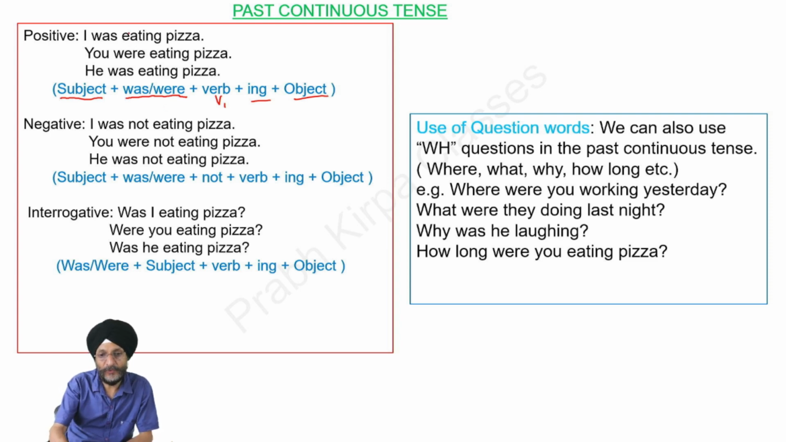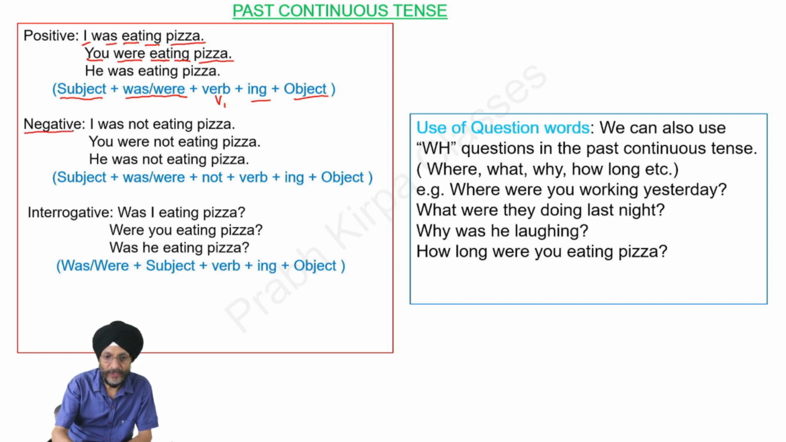We see examples of this positive tense. I was eating pizza. I is the subject, then comes was. Eat is the basic form of the verb, then comes ing, then comes pizza. Pizza is the object. In the same way, you is the subject, then comes were. Eat is the basic form of the verb, then comes ing, and then comes the object. In the same way, another example is: he was eating pizza.